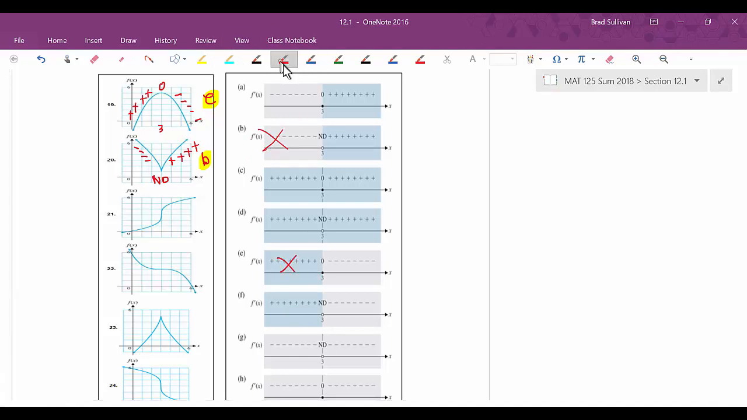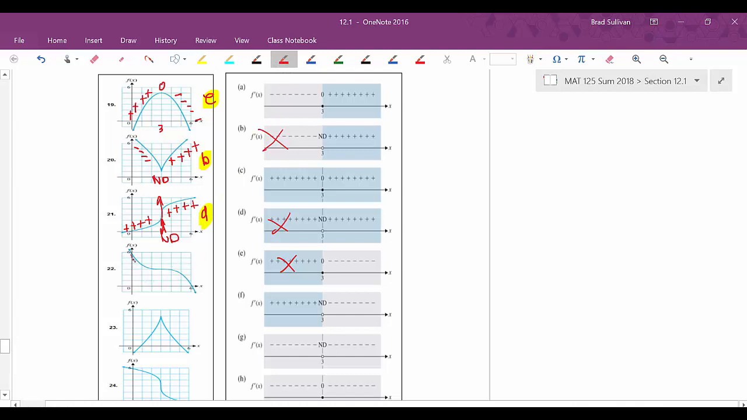Okay, the next one goes like this. You have the function increasing, so your derivative's positive. Now you would not have a derivative there because it has a tangent line that's vertical. And then it would be positive because it's increasing. The function's increasing everywhere. So you'd have positives everywhere and no derivative at 3. That looks like D. Derivative does not exist there. So that one's choice D.